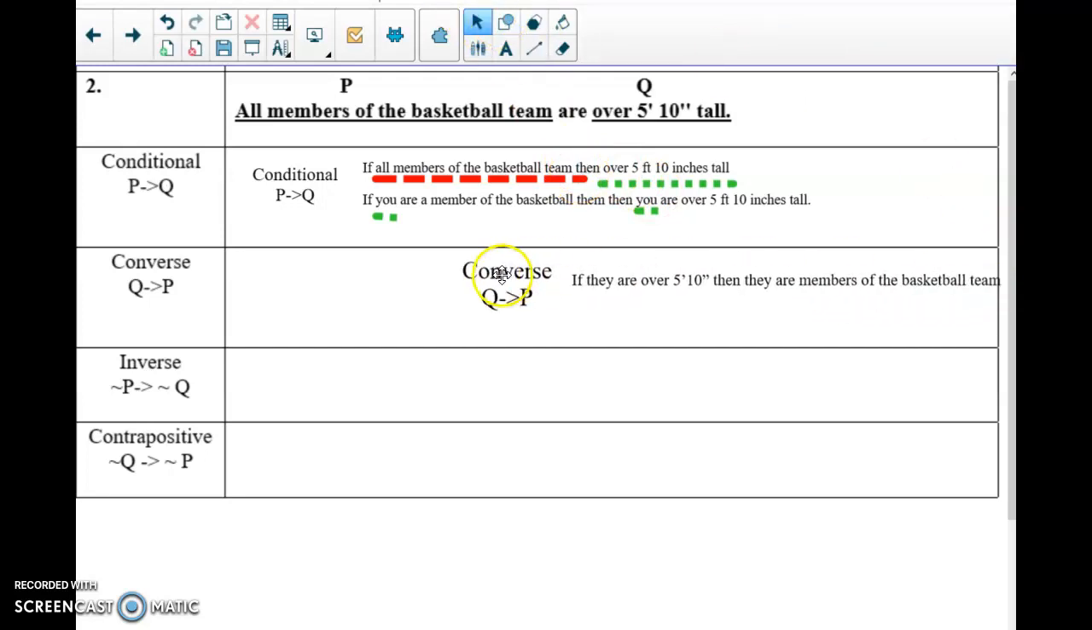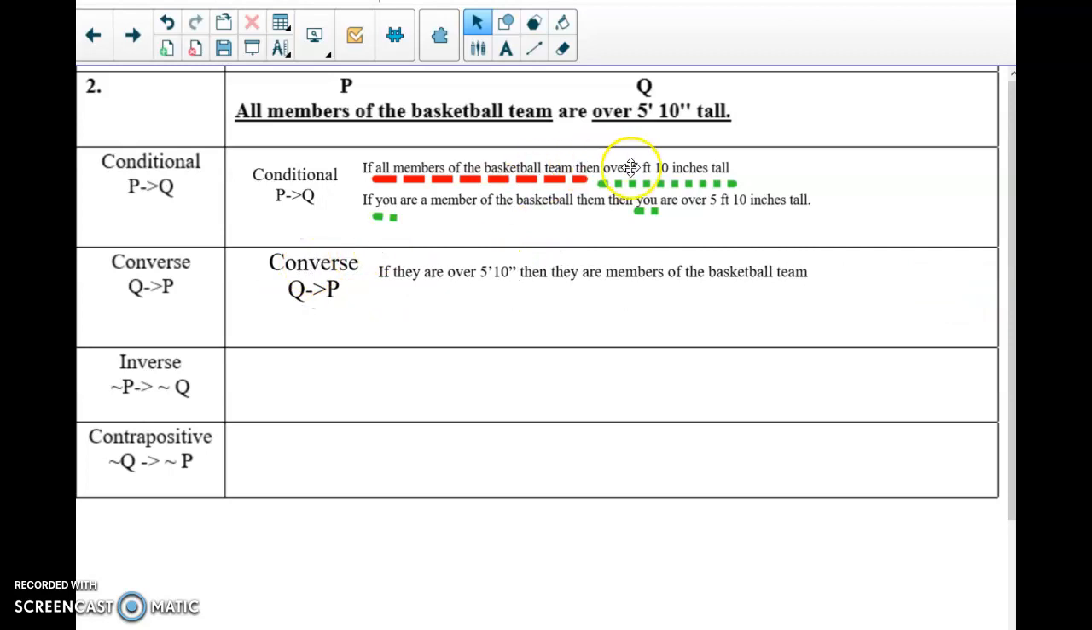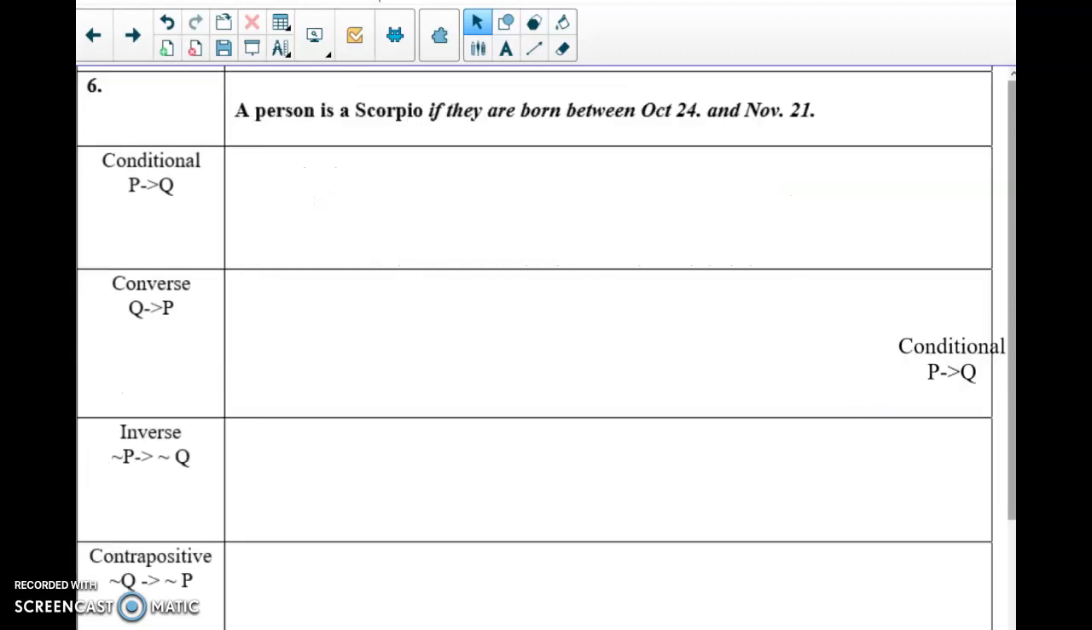Okay, the converse, same thing we just talked about. I'm going to take whatever is sitting here, that green part, and I'm just going to move it over here. So if they are over 5'10", then they are members of the basketball team. Okay, the rest you should be able to do on your own because the only thing you're doing is switching up the P and the Q and sticking in the word not. Now there's one other that gets a little confusing, and I went down to number 6. I thought we would go over this one.